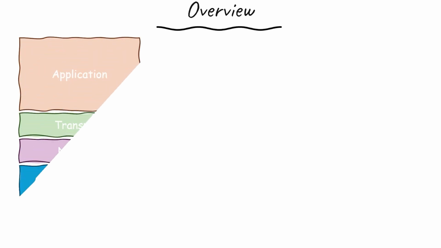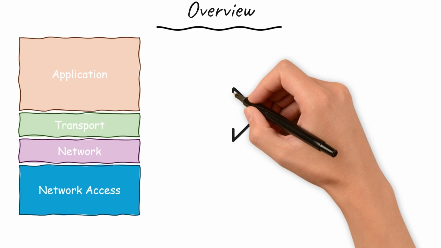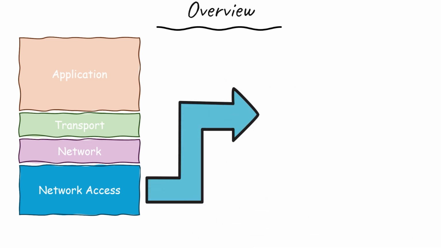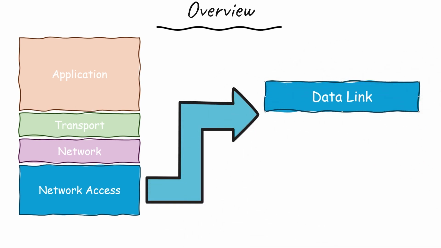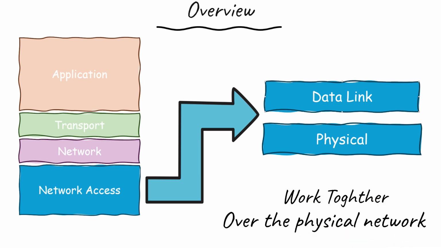We've talked about how data travels across networks and how routers guide it using IP addresses. But there's one more thing we need to understand: how the data actually moves across the physical connection. That's where the access layer comes in. In the TCP/IP model, the access layer includes the data link layer and the physical layer. These two layers work closely together to get the data from one device to another over the actual network cables or wireless signals.